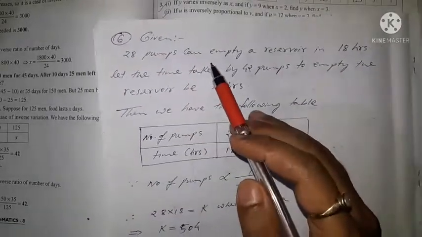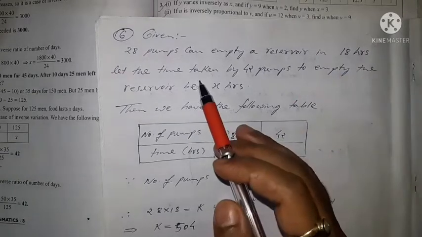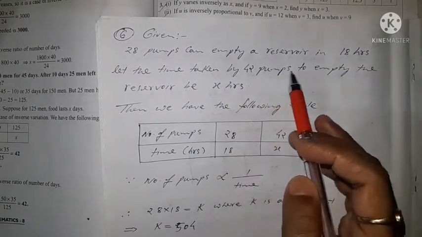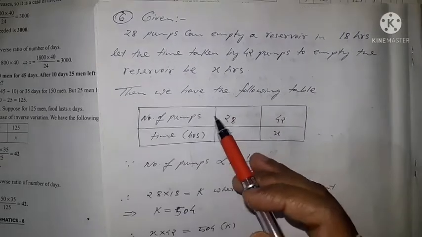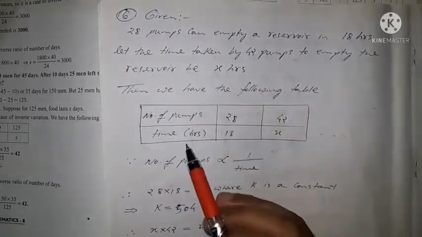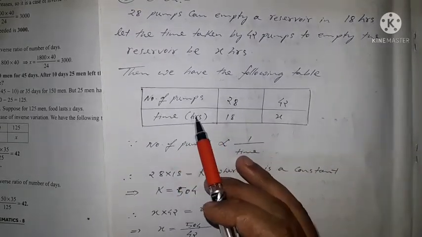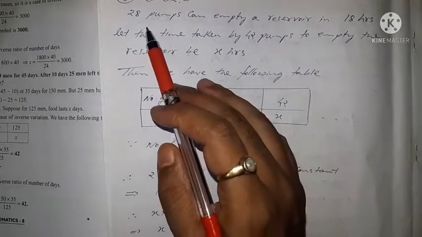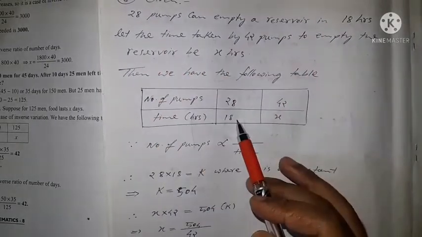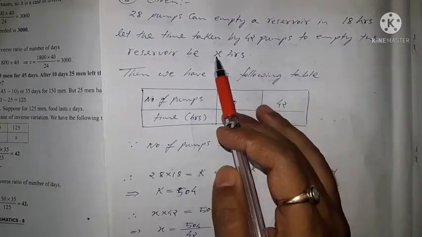Given 28 pumps can empty a reservoir in 18 hours, this is already given. So let the time taken by 42 pumps to empty the reservoir be x hours. Then we represent this situation in the following table, the number of pumps and the time. When the number of pumps is 28, the time taken is 18 hours. When the number of pumps is 42, the time taken we have taken as x.